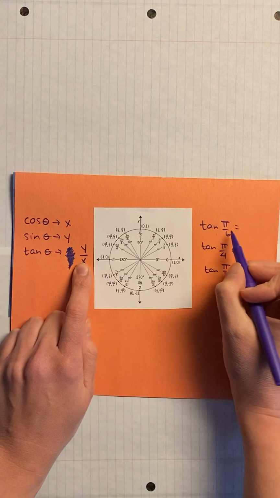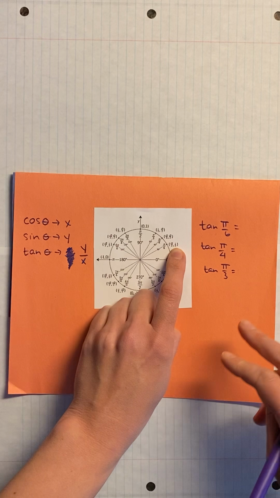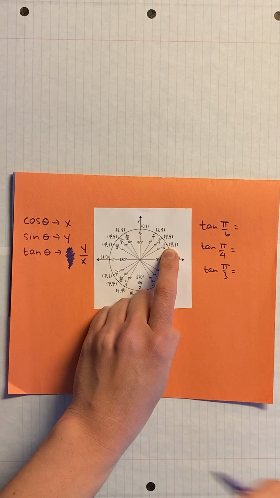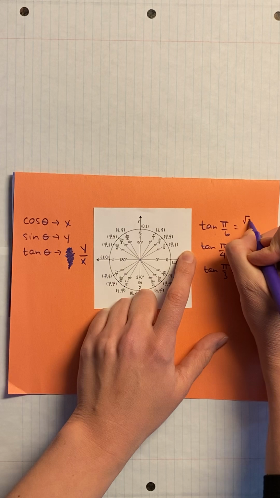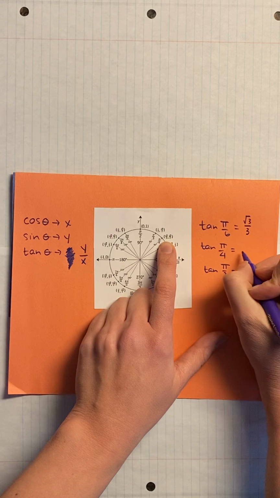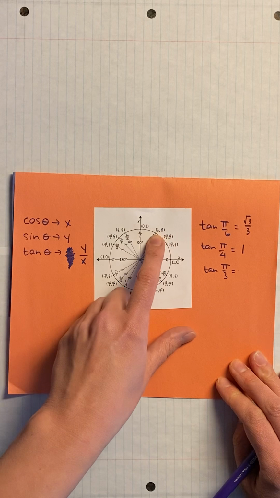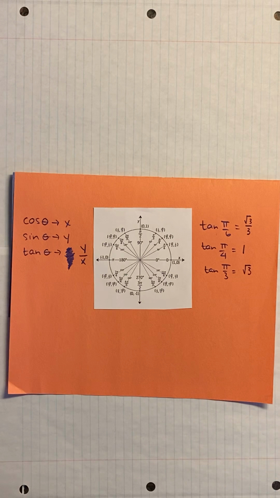So for pi over 6, you're going to take the y coordinate divided by the x coordinate. So it'd be 1/2 over root 3 over 2. And when you end up simplifying that and rationalizing it, it becomes root 3 over 3. Same goes for pi over 4. This one's nice and easy. Tangent is 1. And then over here, y over x just simplifies to square root 3. So go ahead and pause the video and make sure that you have all this stuff copied down on the back before we move forward.